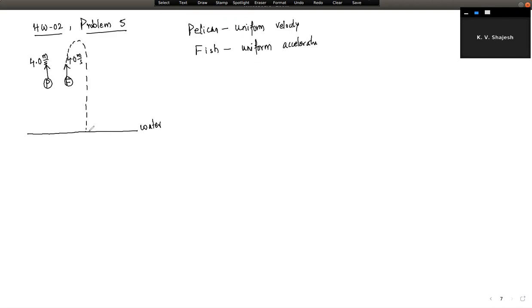So that's part A of the problem. Further, in the time the fish is dropped and reaches the ground, the pelican keeps going up, and it reaches somewhere here. We would like to know how high above the water the pelican is. So we would like to calculate that height. First, let's calculate the time.